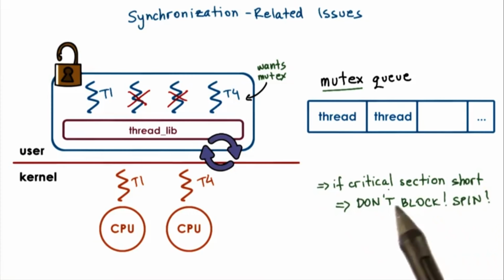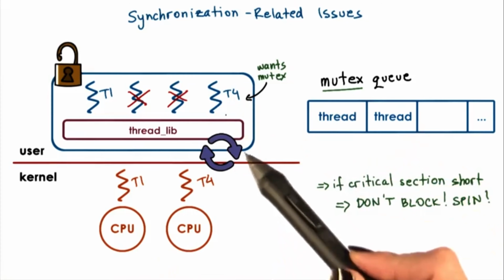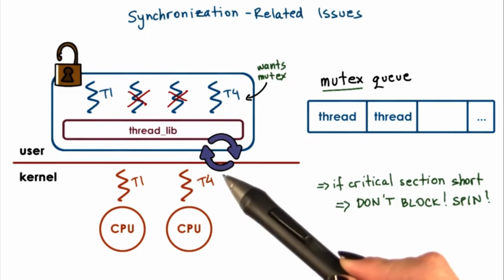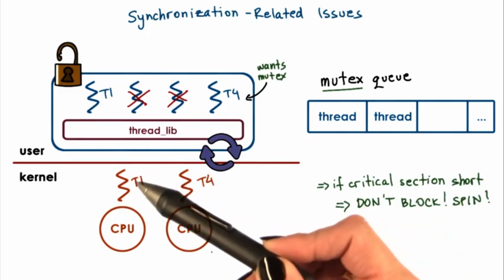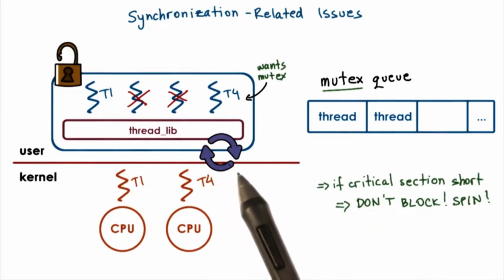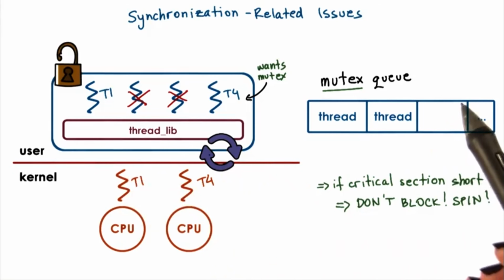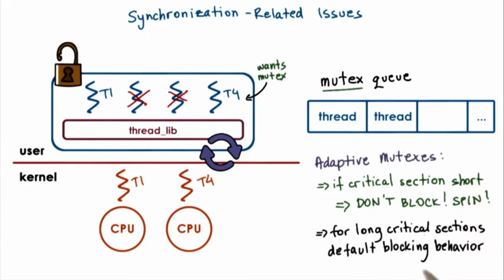If the critical section is short, then we're better off if the thread that needs the mutex just ends up spinning on the CPU, burning a few cycles, waiting a little bit until T1 releases the mutex. If it takes less time for T1 to release the mutex, we're better off spinning than taking a thread, context switching it, and queuing it up on a mutex queue. So for short critical sections, don't block, spin. For long critical sections, we will have the default behavior where a thread is properly blocked and placed on a queue associated with a mutex until the mutex is freed.